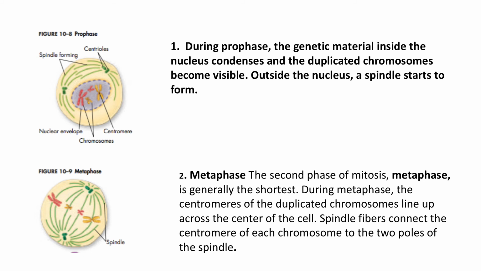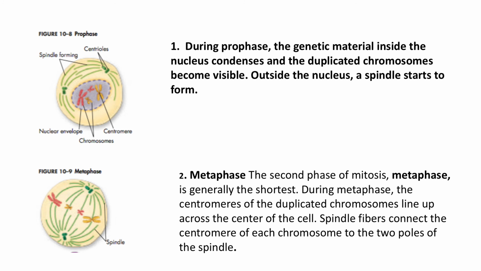Look at the diagram. During prophase, here you can see the chromosome condenses. So this is what I mentioned to you in the previous slide. And you can see the duplicated chromosomes become visible. So you can see the sister chromatids. Outside the nucleus, you can see the spindle forming in green. The centrioles are the place where the spindle fibers start to form. What is happening to the nuclear envelope? The nuclear envelope is starting to break down.